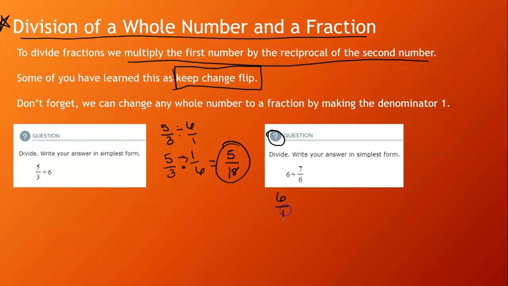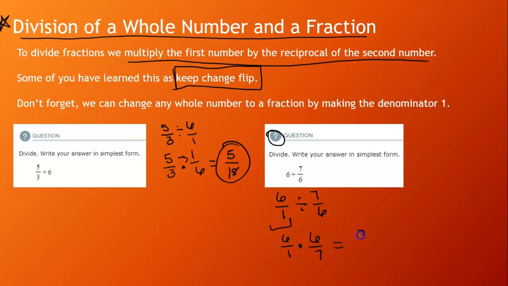You should have first rewritten this as 6 over 1 divided by 7 over 6. And then we keep this one the same. We change the divide to a multiply, and we flip the second fraction. There's nothing to cancel. 6 over 1 can't be reduced. 6 over 7 can't be reduced. 6 and 7 can't be simplified. 6 and 1 can't be simplified.